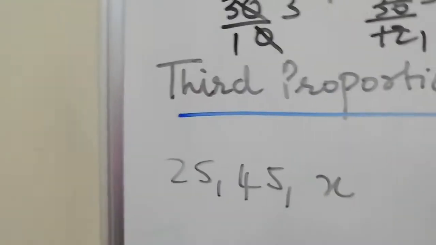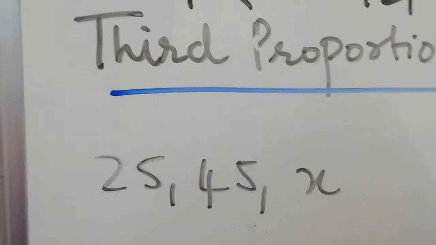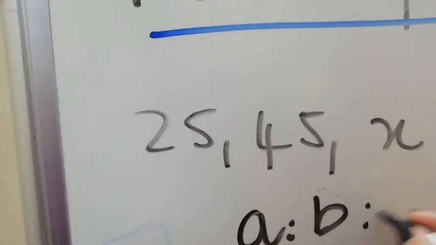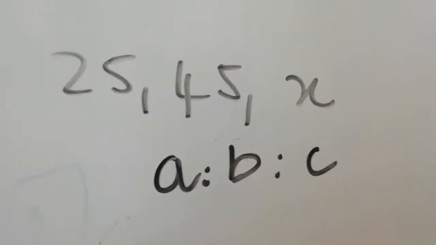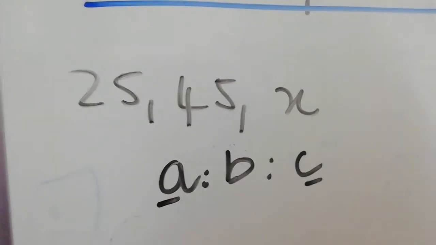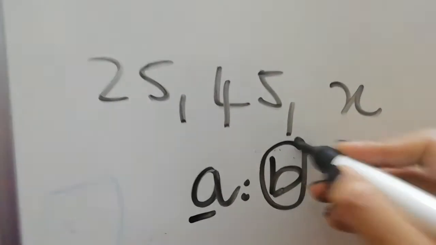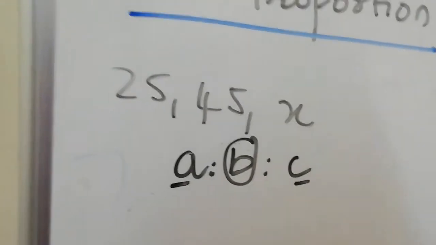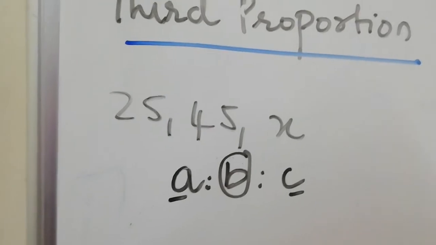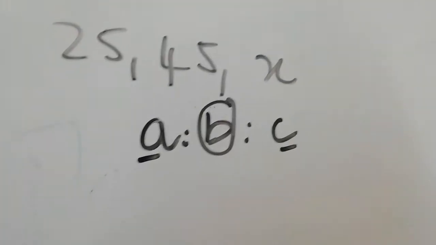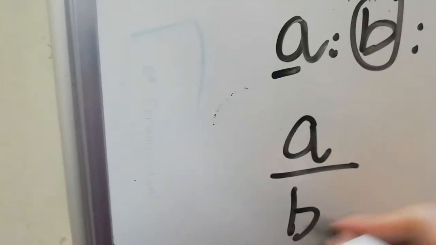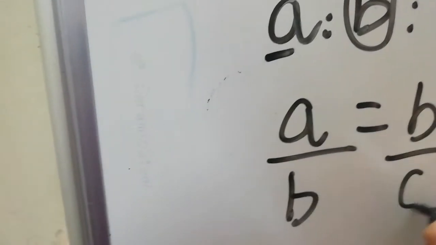What does third proportion mean? Third proportion is, for example, if there is a ratio A is to B is to C, this C and this A are called extremes, and this B is called the mean. If A is to B is to C, there are three proportions. How will you present this? It will be presented like this: A upon B is equal to B upon C.